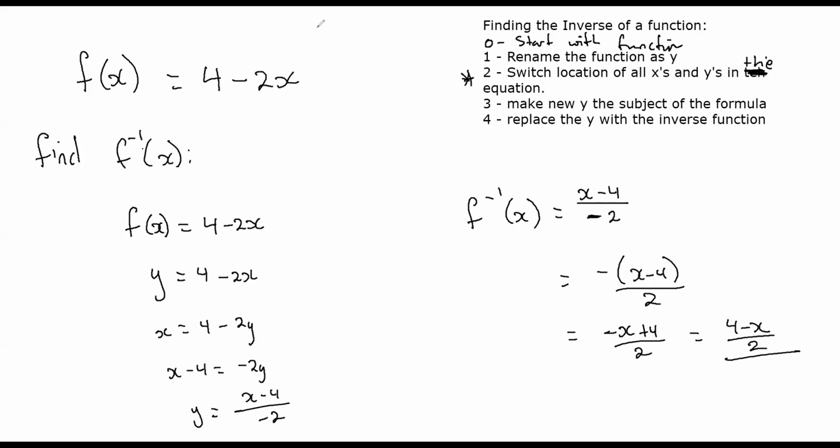So how about this one? Let's say I had given you this function. We're keeping it simple still. So you have f of x is 3x minus 7.